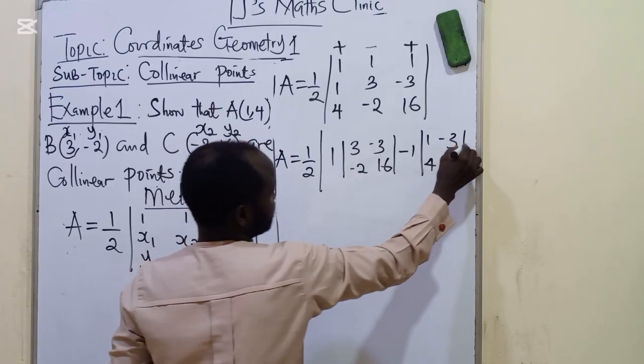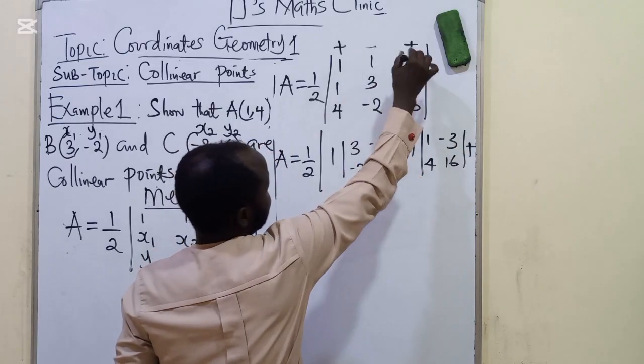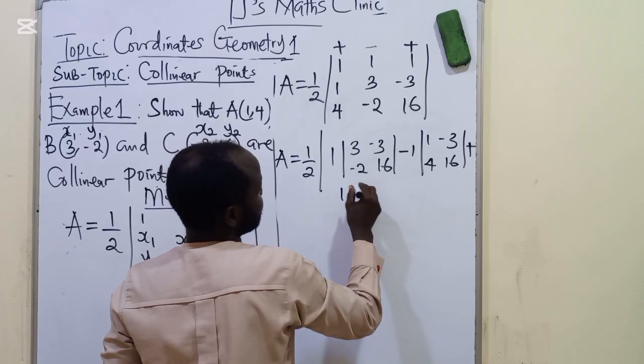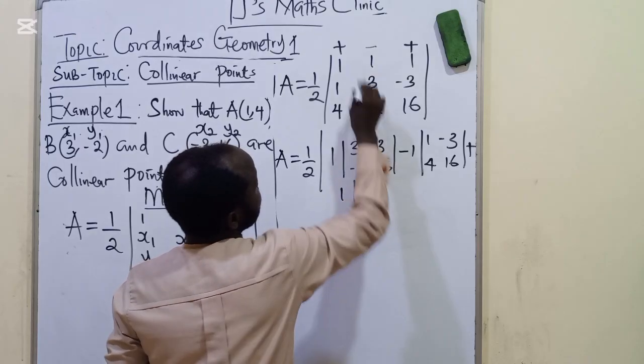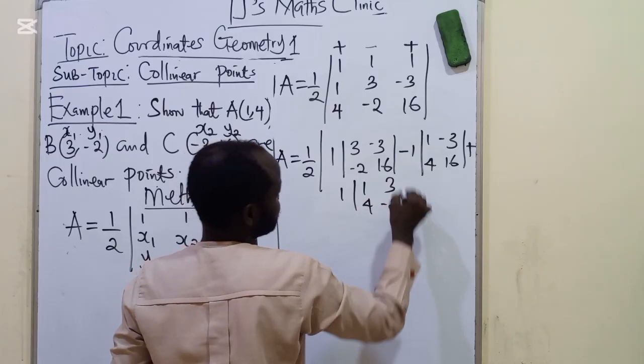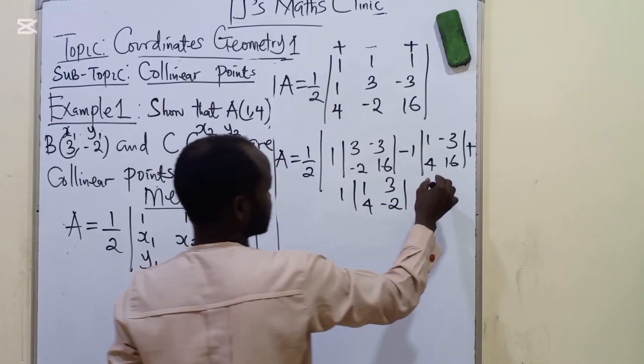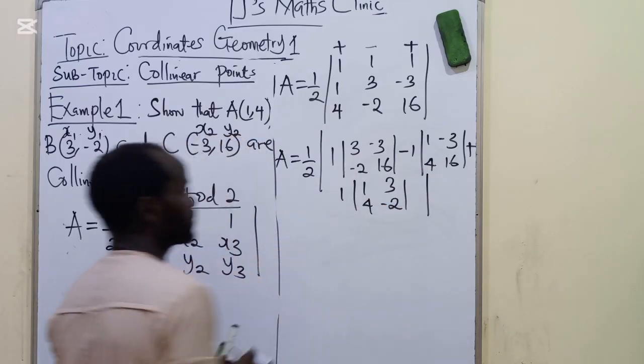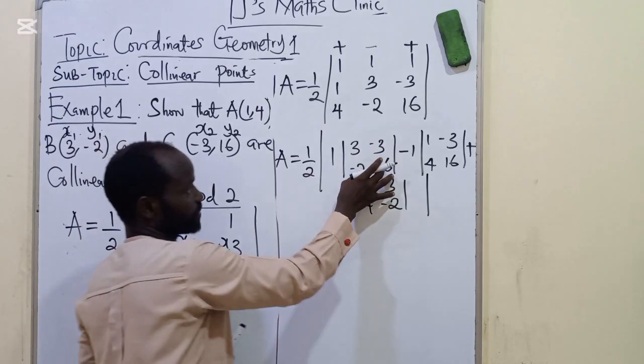The last one now, it will be plus. We close this, we'll be left with 1. That's plus 1. As we close this, that's 1, 3, 4 minus 2. Okay, then we take the absolute value. So let's find the determinant of this 2 by 2 now.